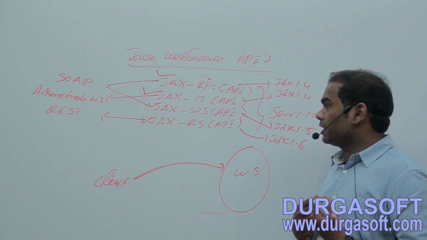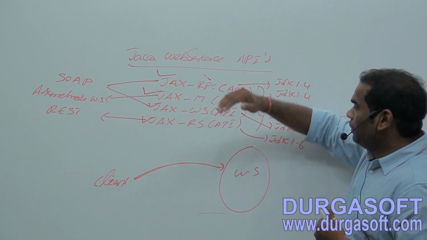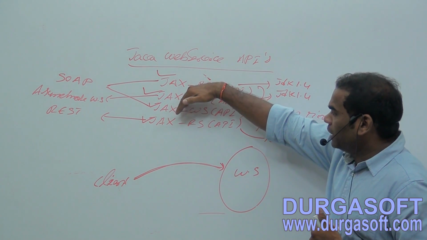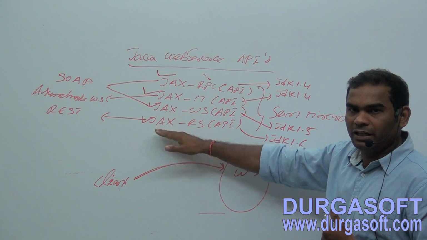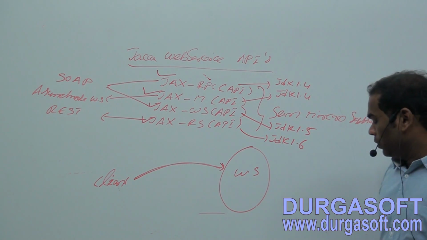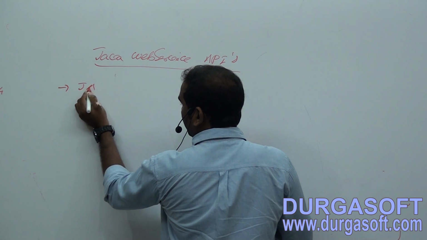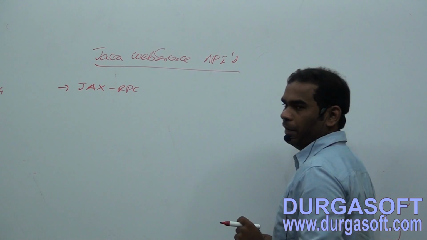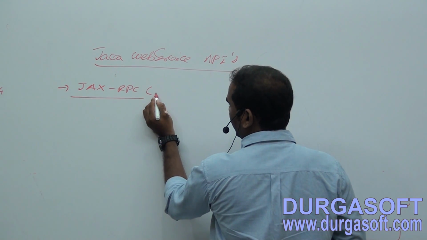Now we will discuss what implementations we have for JAX-RPC, what implementations we have for JAXM, what implementations we have for JAX-WS, and what implementations we have for JAX-RS. So first one is the JAX-RPC implementation. As we discussed, what is JAX-RPC?